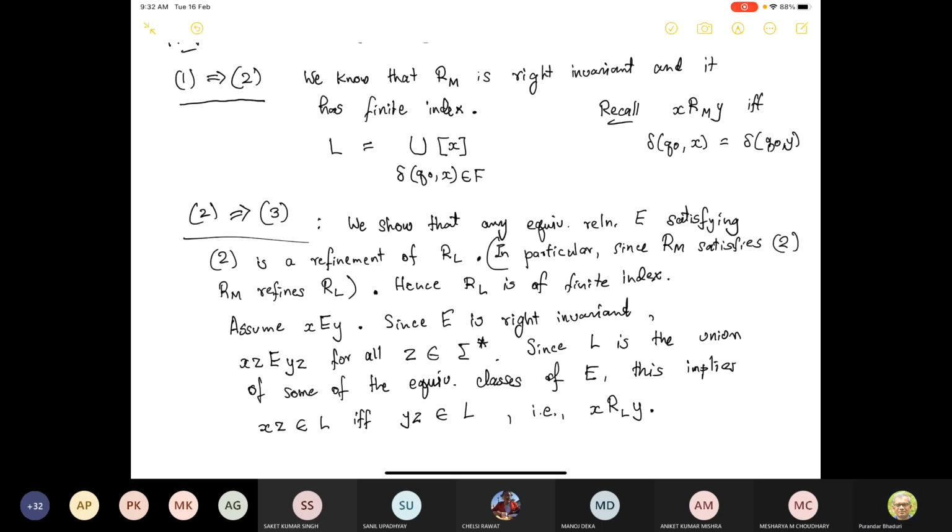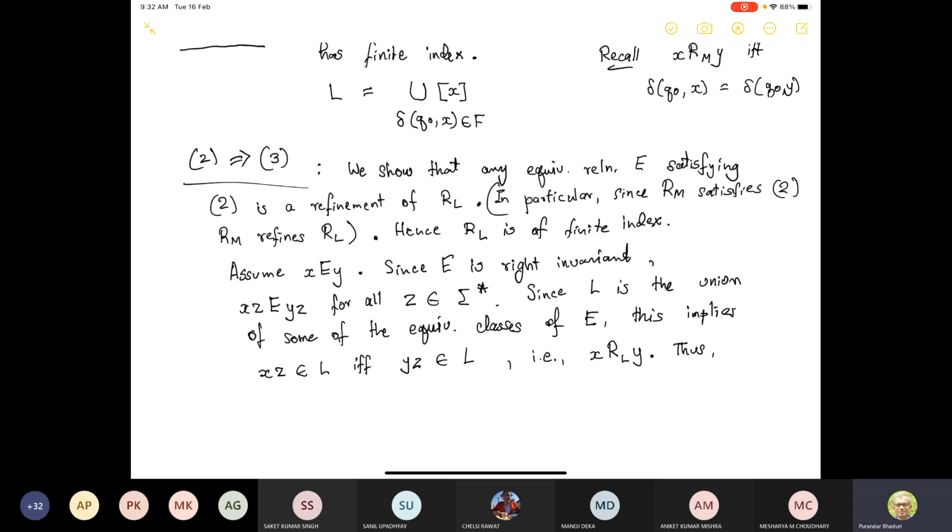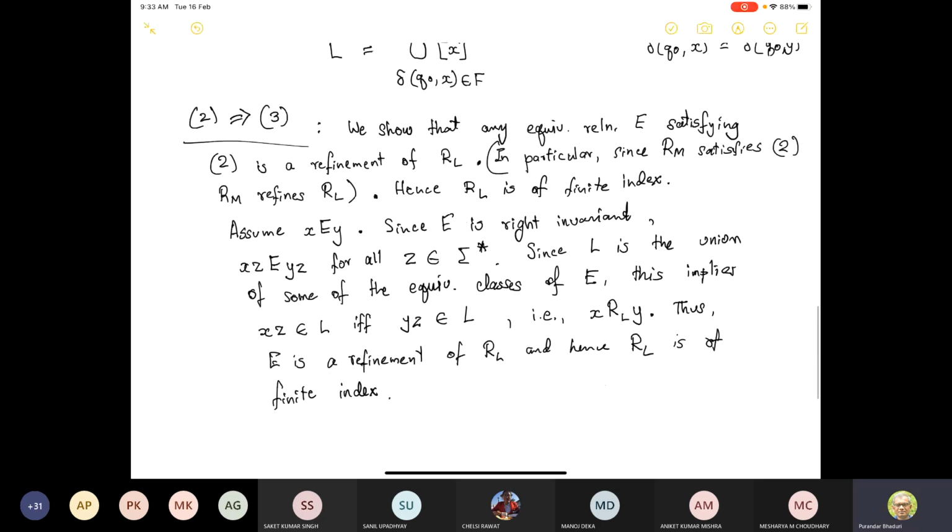So we have shown that E is a refinement, and of course the meaning of refinement, of R_L, and hence R_L is of finite index. Yes? So 2 implies 3. The proof is complete. Any doubts? If not, then let's proceed to 3 implies 1.